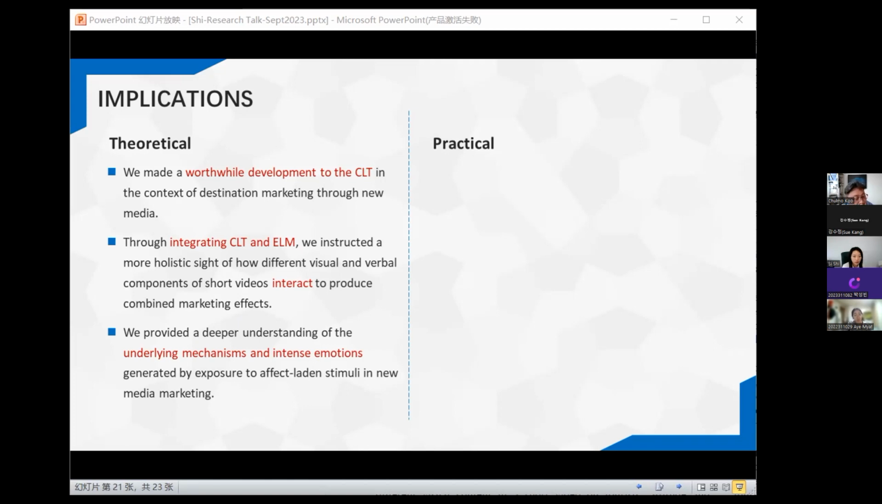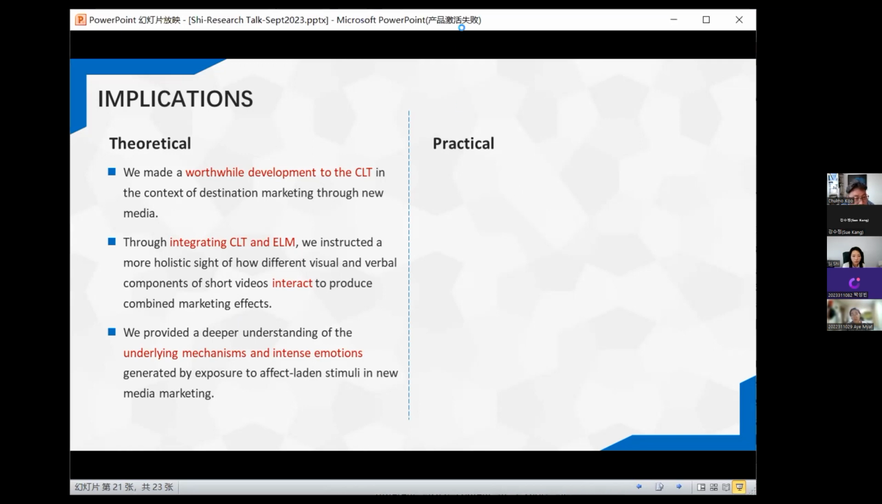And thirdly, we provide a deeper understanding of the underlying mechanisms through which the interactions between visual and verbal elements in short videos can produce the favorable effects.